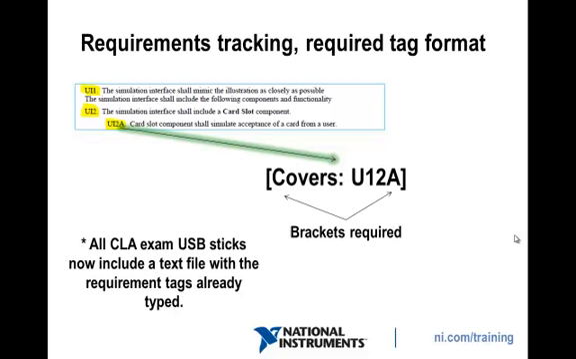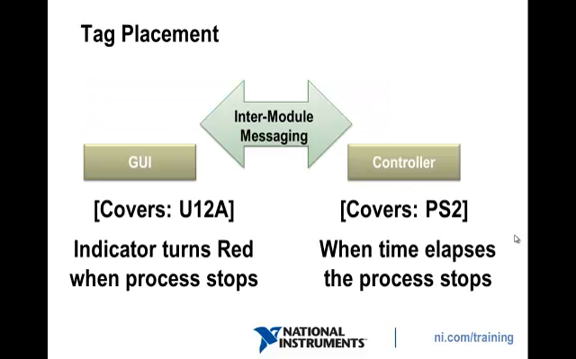Now, requirements are a huge portion of the grade, so let's talk a little bit more about the proper method to put those into the code. So first off, let's take a slide example here between a user interface and the controller. You as architect have set up some sort of intermodule messaging to communicate with each other. In this small example, we're showing two tags. One of them says that the indicator turns red when a process stops.